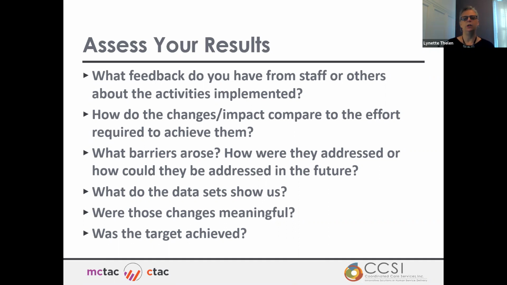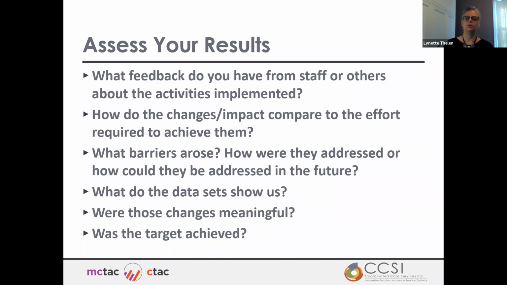Am I going to make this a permanent change? Understanding what barriers arose in your test is going to really help you when you go to implement it on a larger scale. So what happened with these changes that maybe made it difficult or challenging? How did you address them? Or how would you address those if you were doing things on a larger scale?